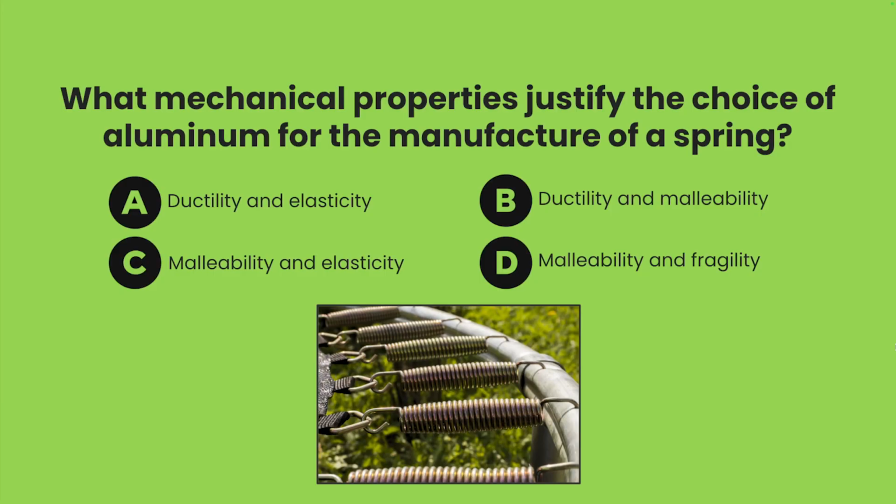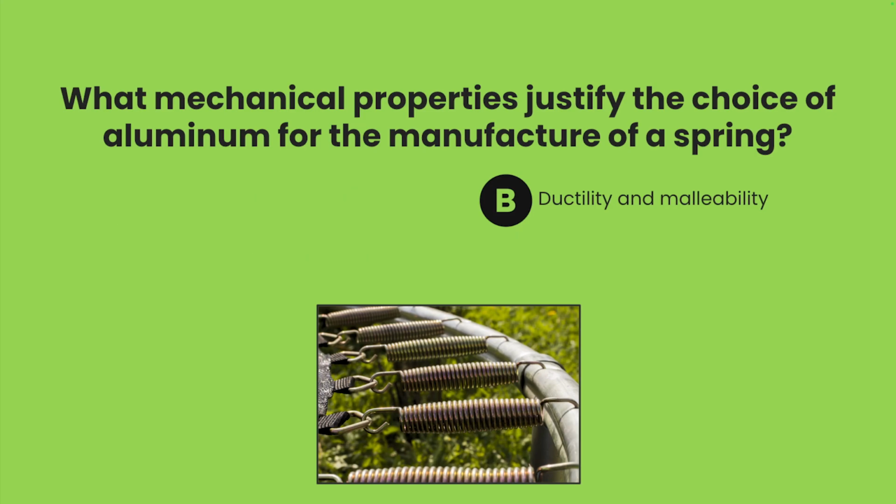Let's try a secondary 4 question. If you're in secondary 3, consider it a challenge question. What mechanical properties justify the choice of aluminum for the manufacture of a spring? Is it A, ductility and elasticity, B, ductility and malleability, C, malleability and elasticity, or D, malleability and fragility? The answer is B, ductility and malleability.